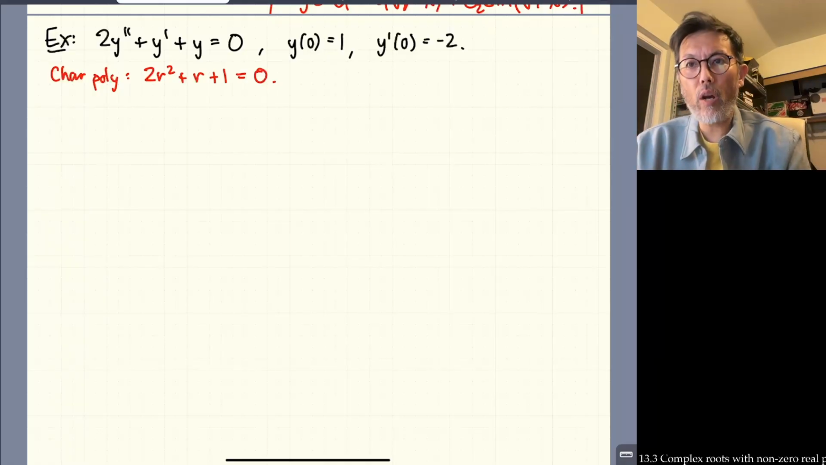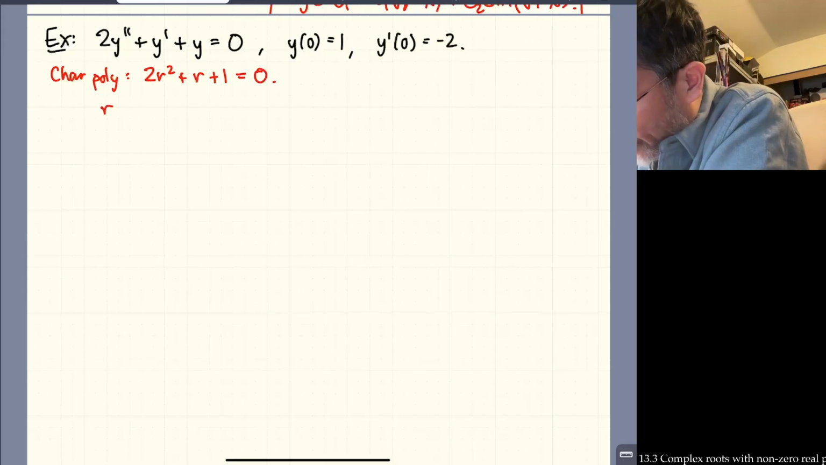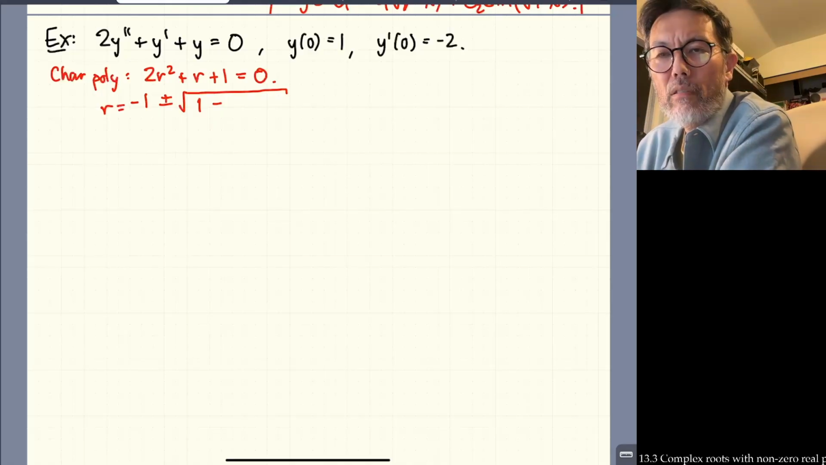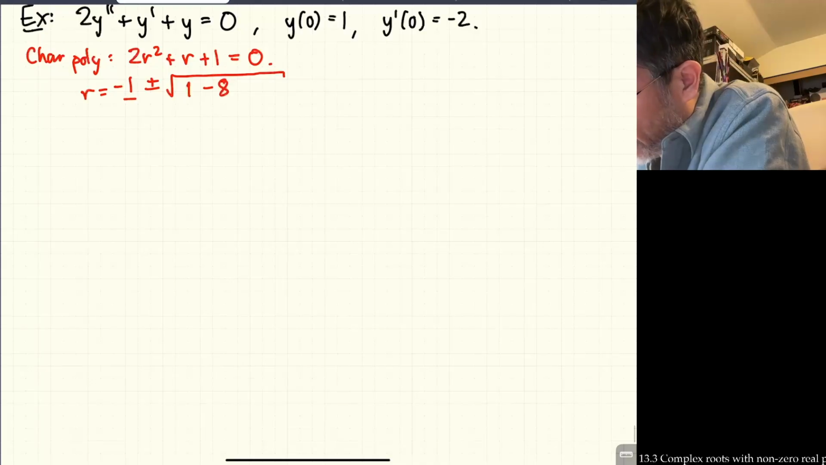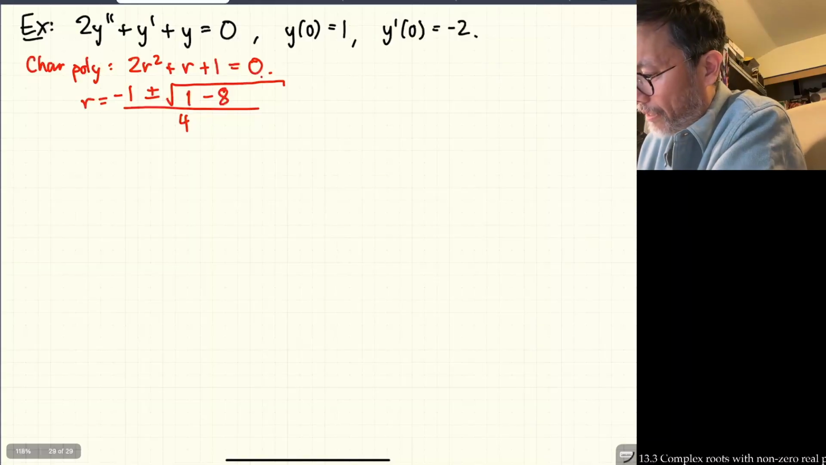And now we're going to use the quadratic formula to figure out what r is. So r is going to be negative 1 plus or minus the square root of b squared, which is 1, minus 4 times a times c, so 4 times 2 times 1, which is 8, and then this is divided by 2 times 2, which is 4. This is not pretty, but it is what it is.